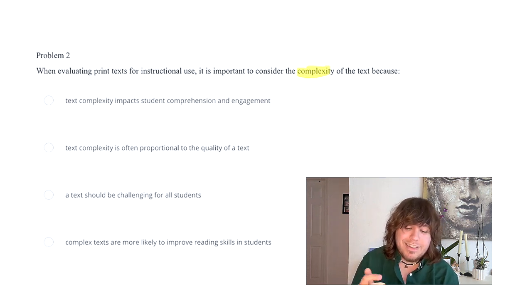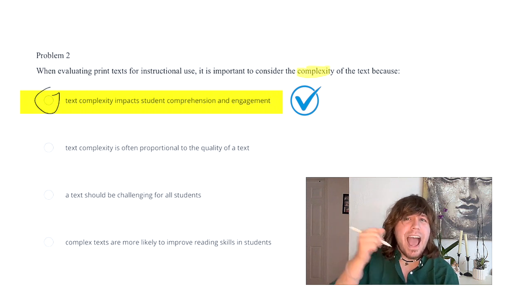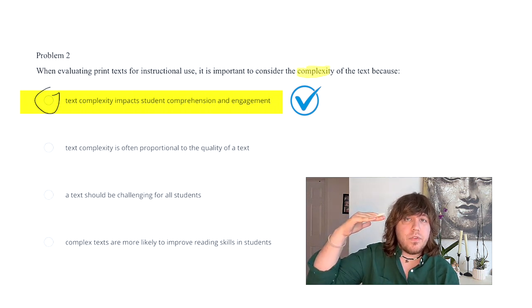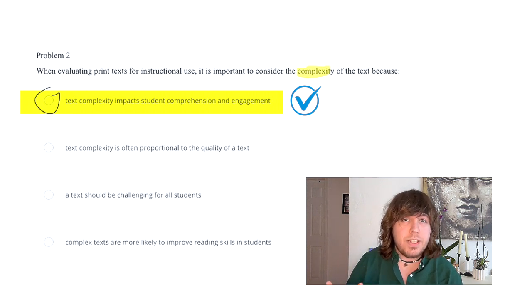Ding, ding, ding, that's the answer. Text complexity absolutely impacts student engagement. If a text is too complex, if it's too high of a level for a student and their reading level is down here, they will get frustrated with that text. They'll give up, they'll shut down on it.